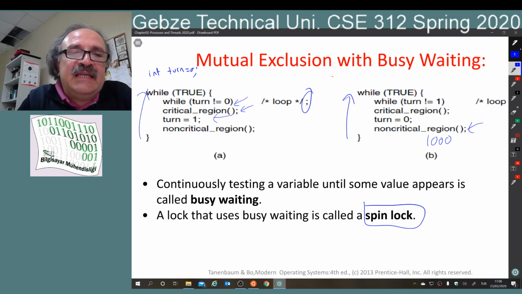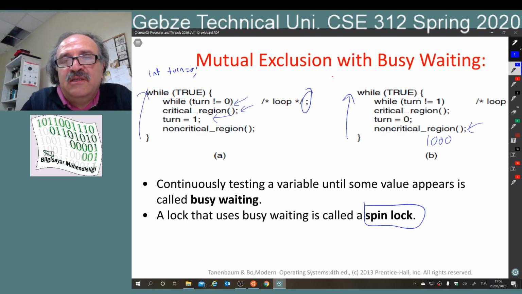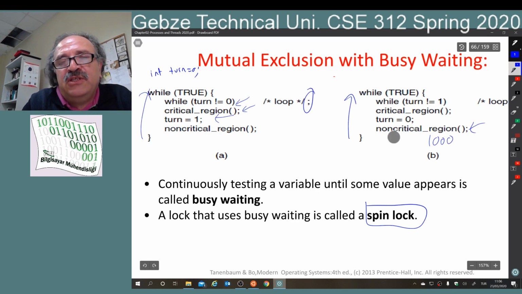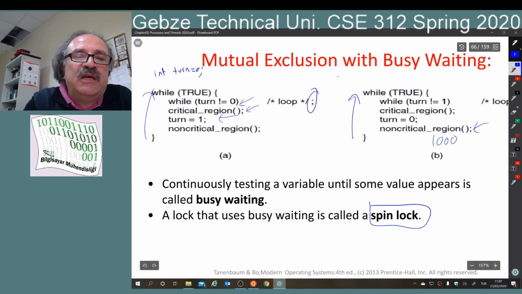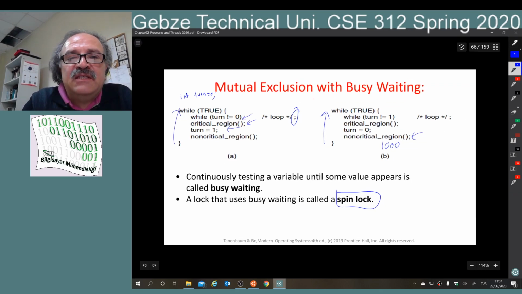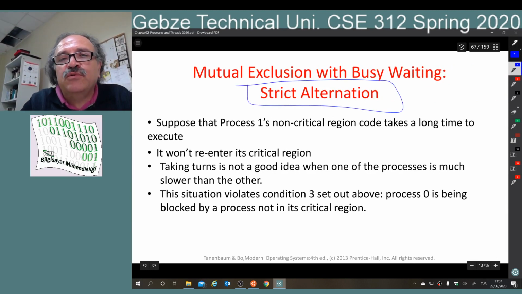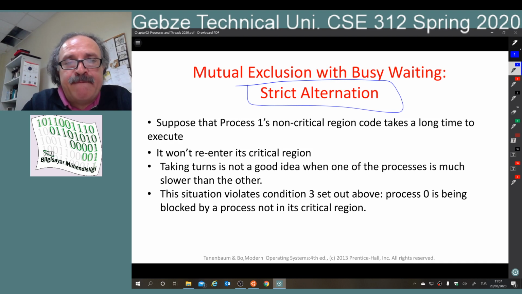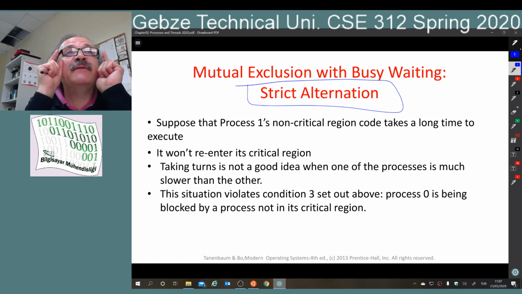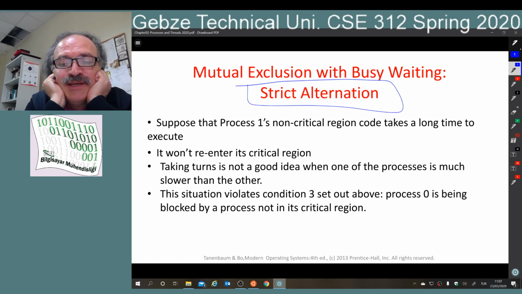The rule number 3 said that if the critical region is available, you should enter it. This one is outside of the critical region. It is preventing this one from entering the critical region. That's why this is called strict alternation. Strict alternation is not a good solution for mutual exclusion or critical region implementation. The situation violates the condition number 3 set out above. So this was kind of a review of what we did last time, and we said that we will find a solution for this. It's going to be a very small and smart solution, and we will see it in a few minutes.